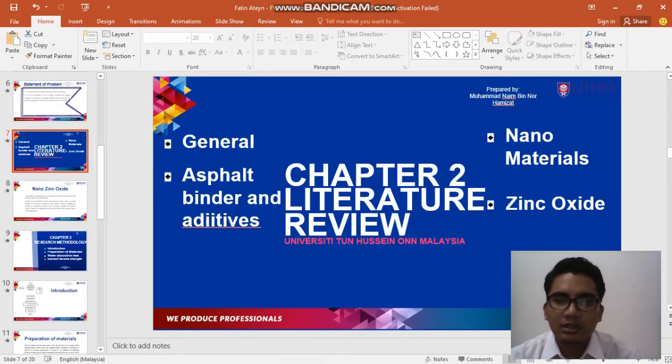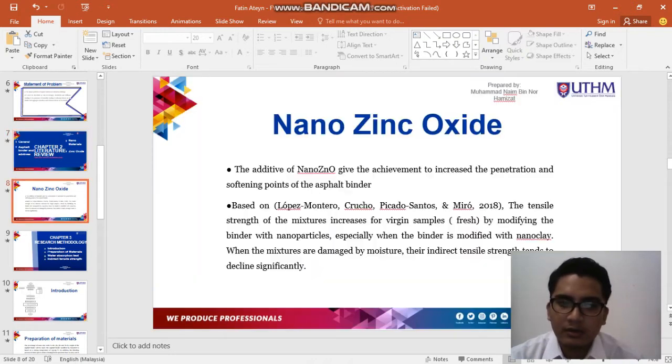For Chapter 2, the literature review focuses on general knowledge about asphalt binder. Secondly, about asphalt binder and additives. Thirdly, nano material, and fourthly, zinc oxide. The conclusion in chapter 2 is that the additive of nano zinc oxide increases the penetration and softening point of the asphalt binder.